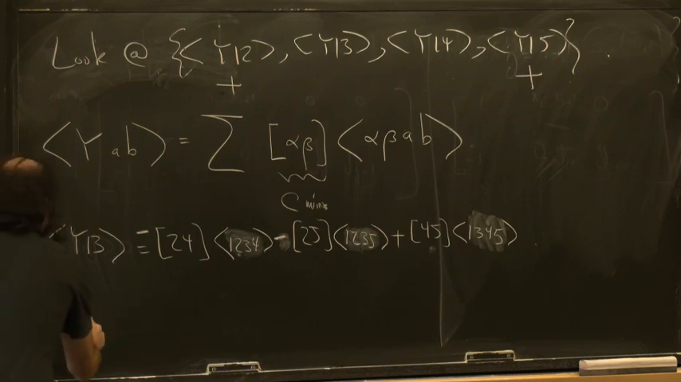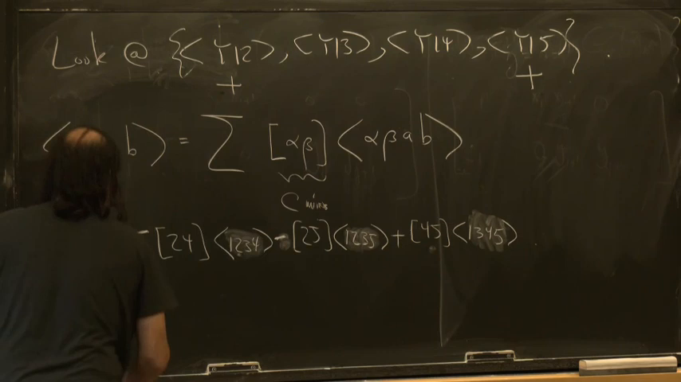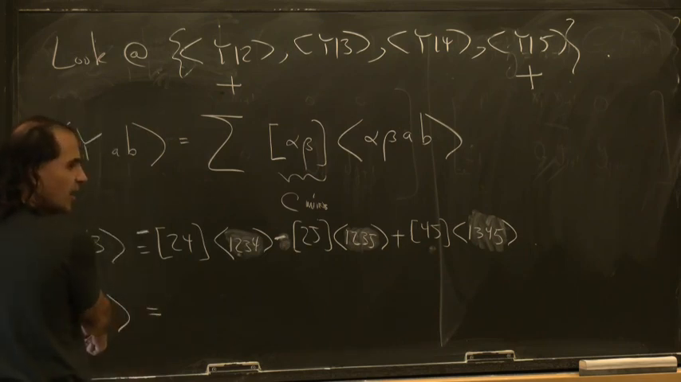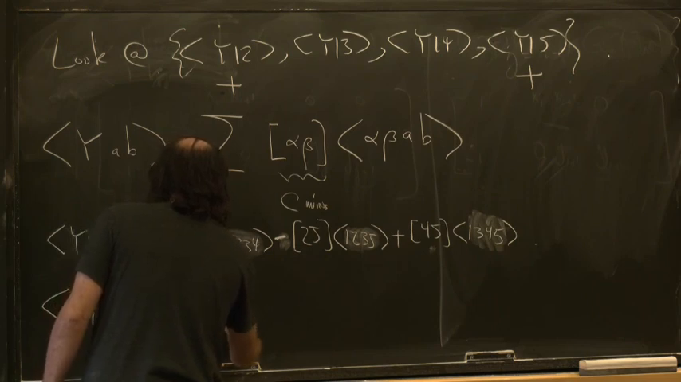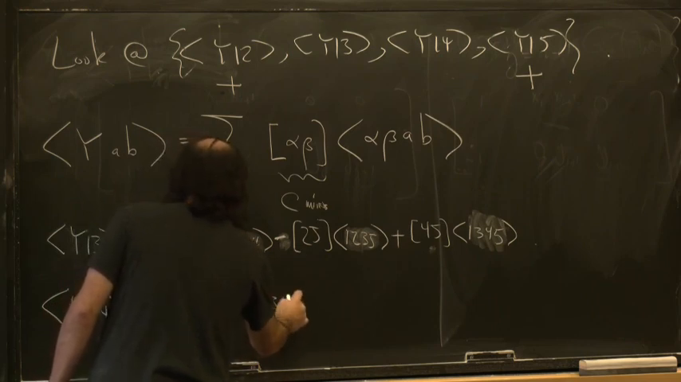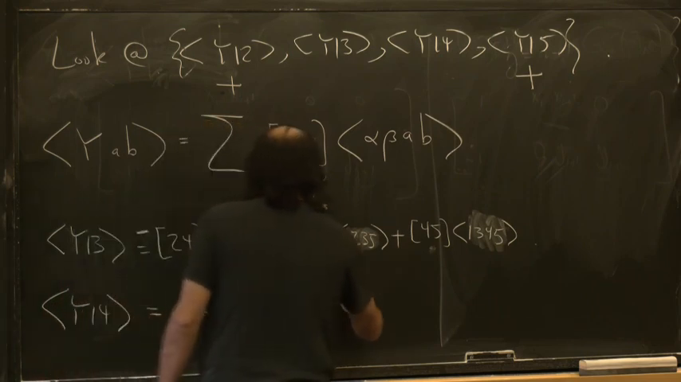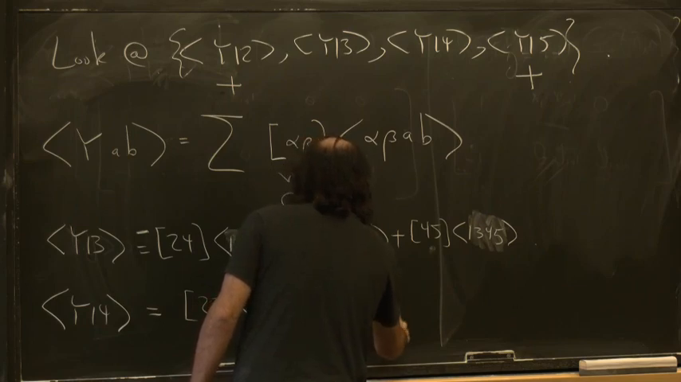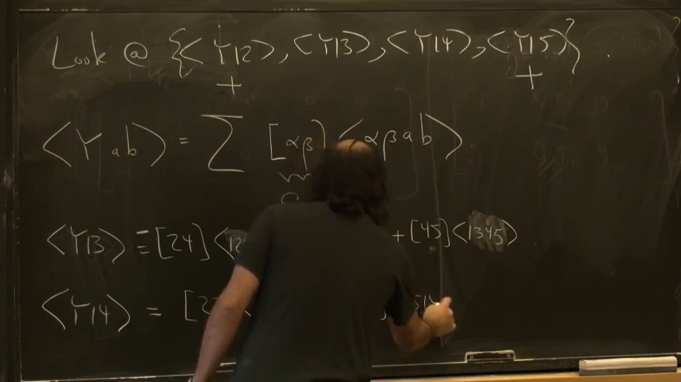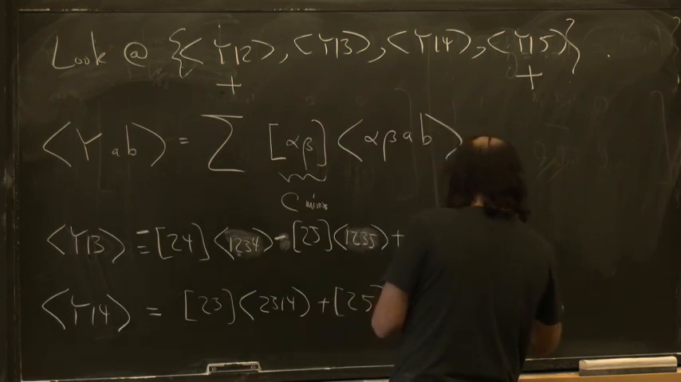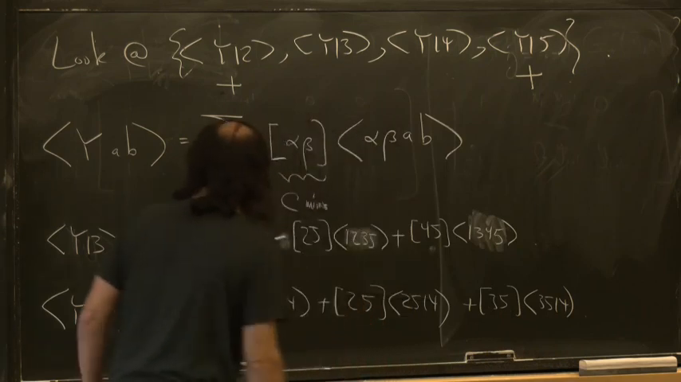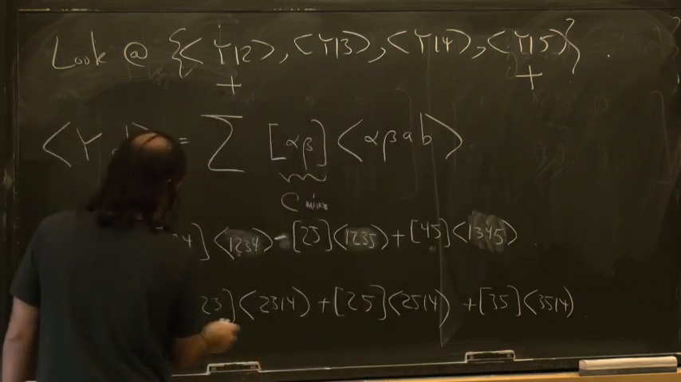Similarly, Y14 is now 2, 3, 5. So it's 2, 3, 1, 4, plus 2, 5, 1, 4, plus 3, 5, 1, 4. And once again, let's reorder everything.